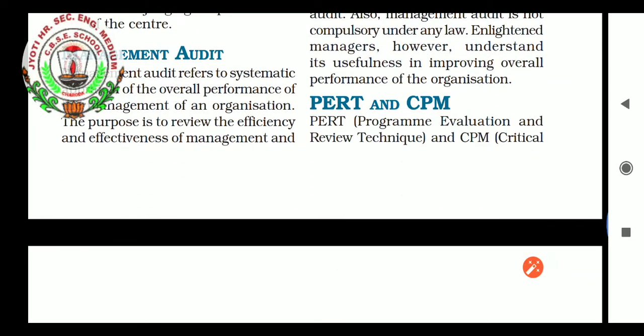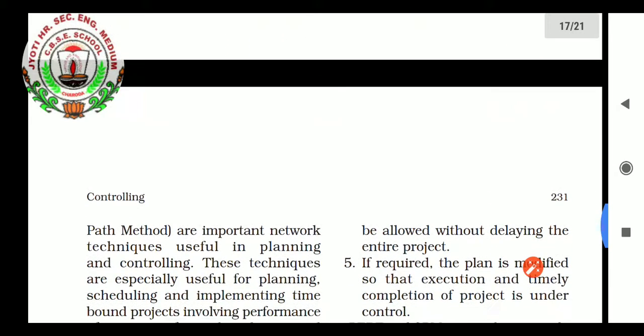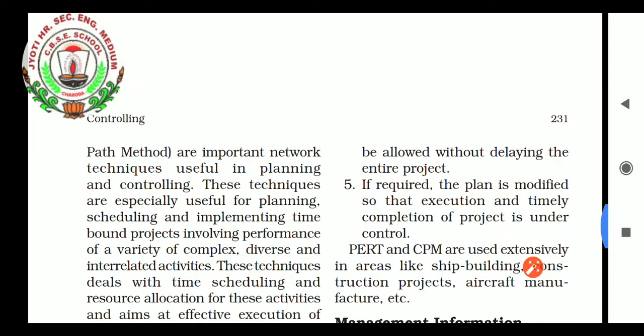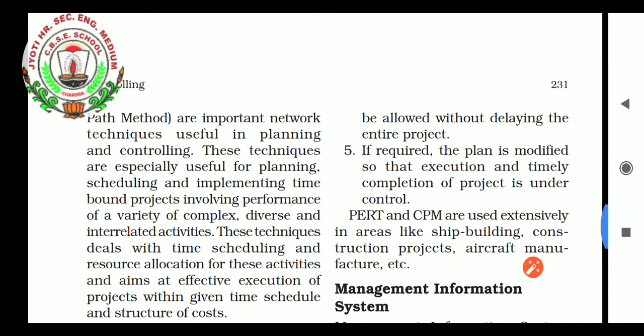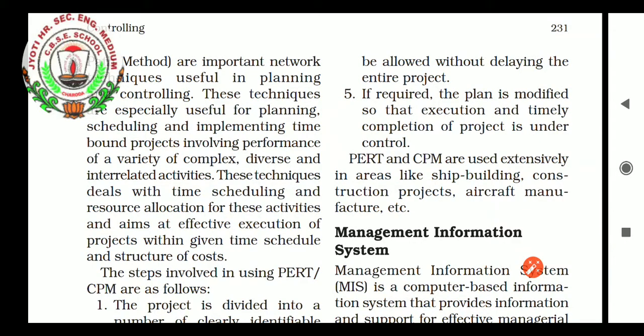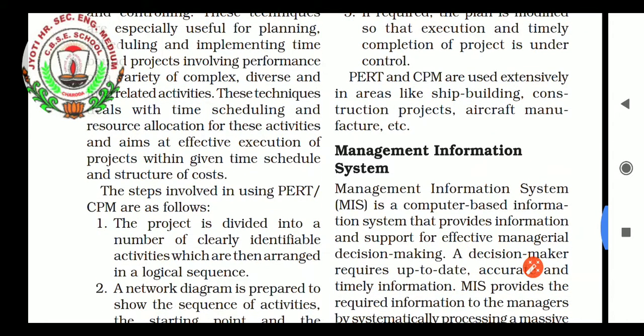Next is PERT and CPM. PERT means Program Evaluation and Review Technique. CPM means Critical Path Method. These are important network techniques used in planning and controlling. These techniques are especially useful for planning, scheduling, and implementing time-bound projects involving performance of a variety of complex, diverse, and interrelated activities. These techniques deal with time scheduling and resource allocation for these activities and aim at effective execution of projects. The steps involved in using PERT and CPM are as follows.